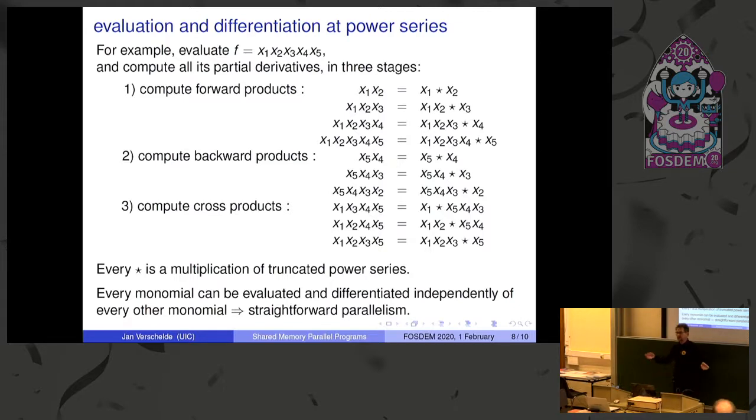So a polynomial, the name says it itself, has many, many monomials. And you can compute all the monomials independently. So you have a very straightforward parallelism here.